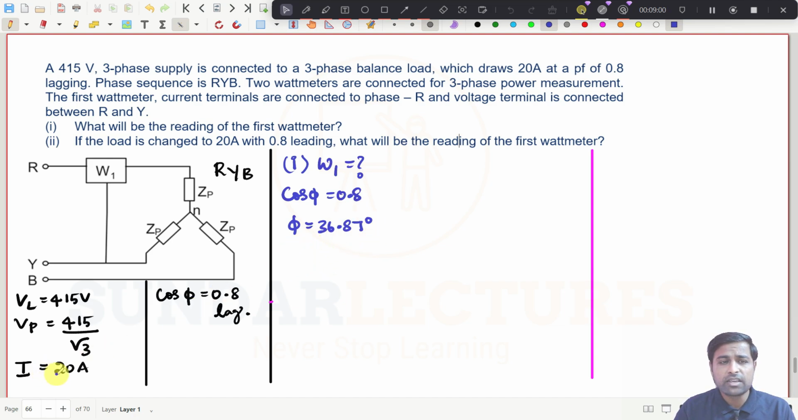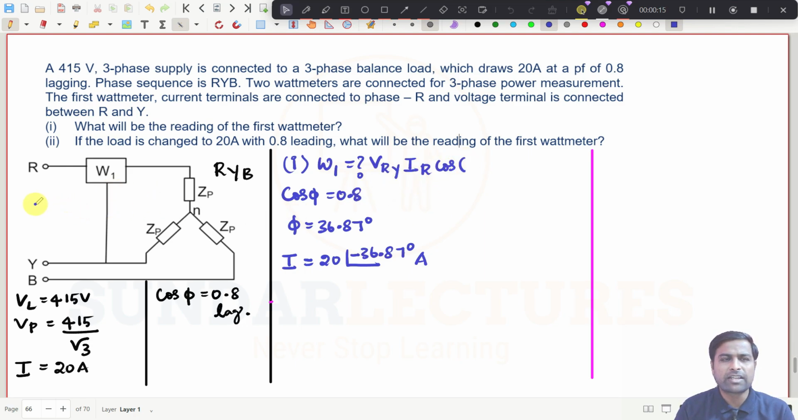If the current value is lagging, as they have given, then I is equal to 20 at an angle of minus 36.87 degree. This is the current value, because this is lagging. Now the wattmeter is connected between R and Y, so I will write the formula: V_RY times I_R times cos of some angle, which I need to find.